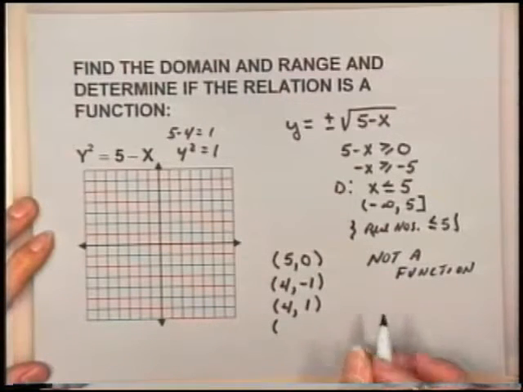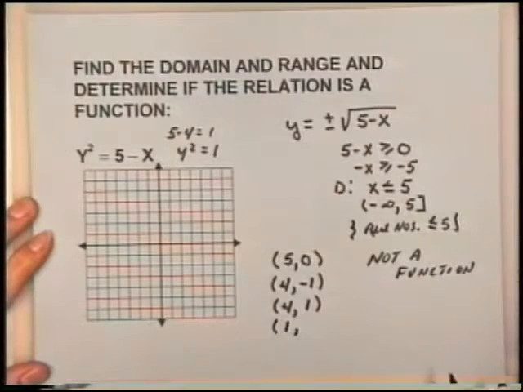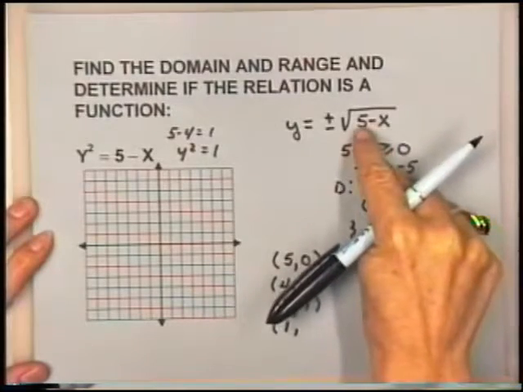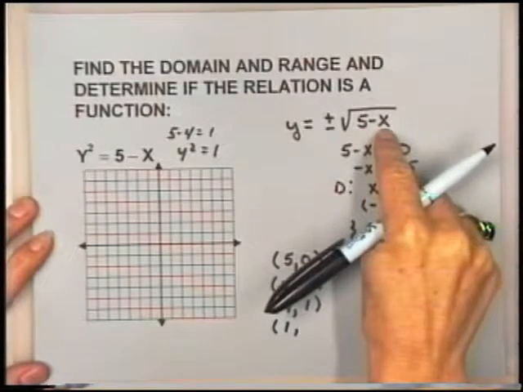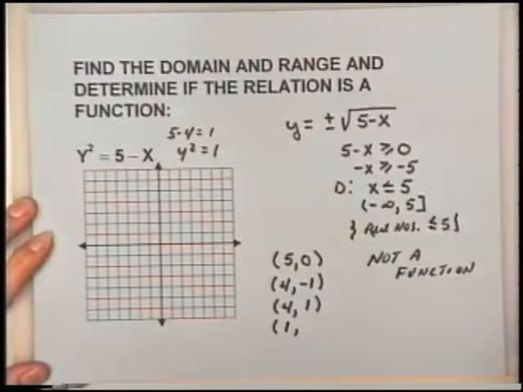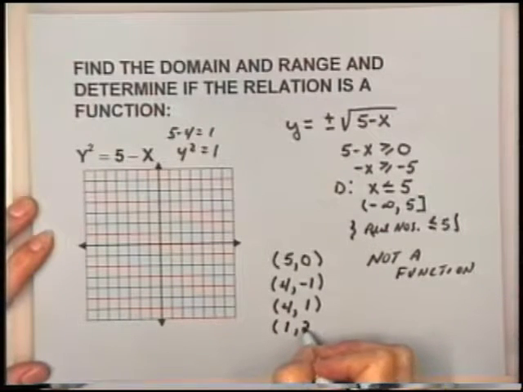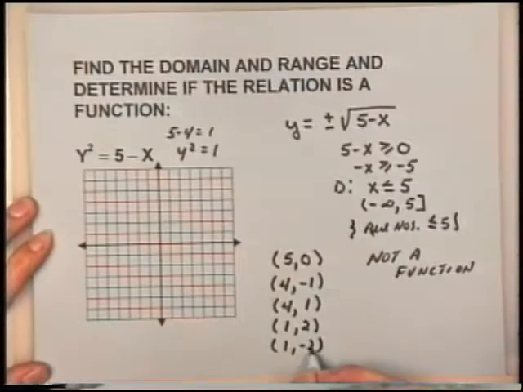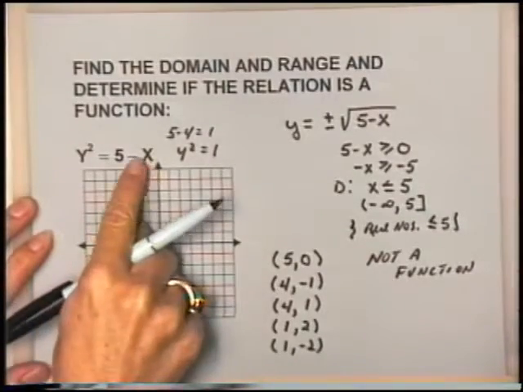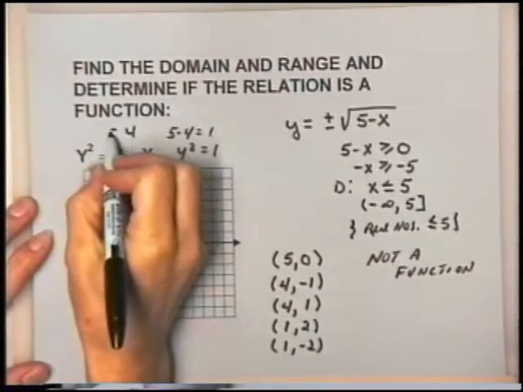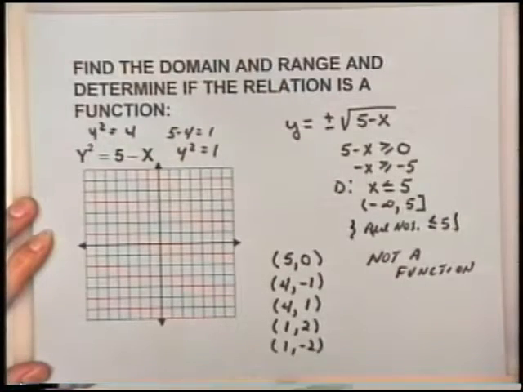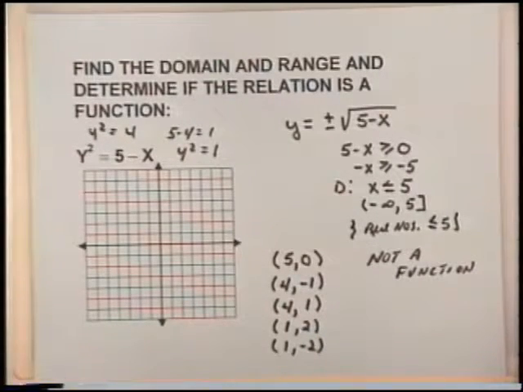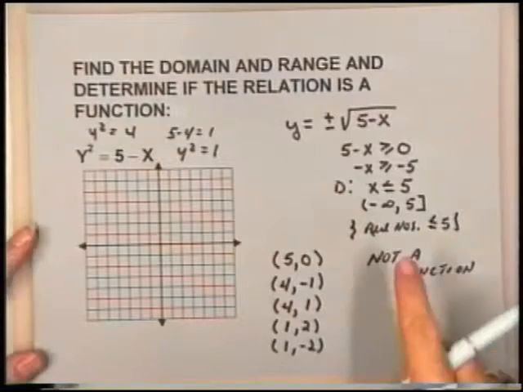Let's choose, how about x to be 1? If x is 1, 5 minus 1 gives me a 4. What is the square root of 4? It's 2. Y can be either 2 or, remember, negative 2. Again, if we choose x to be 1, 5 minus 1 is a 4. If y squared is 4, y could be either 2 or negative 2.